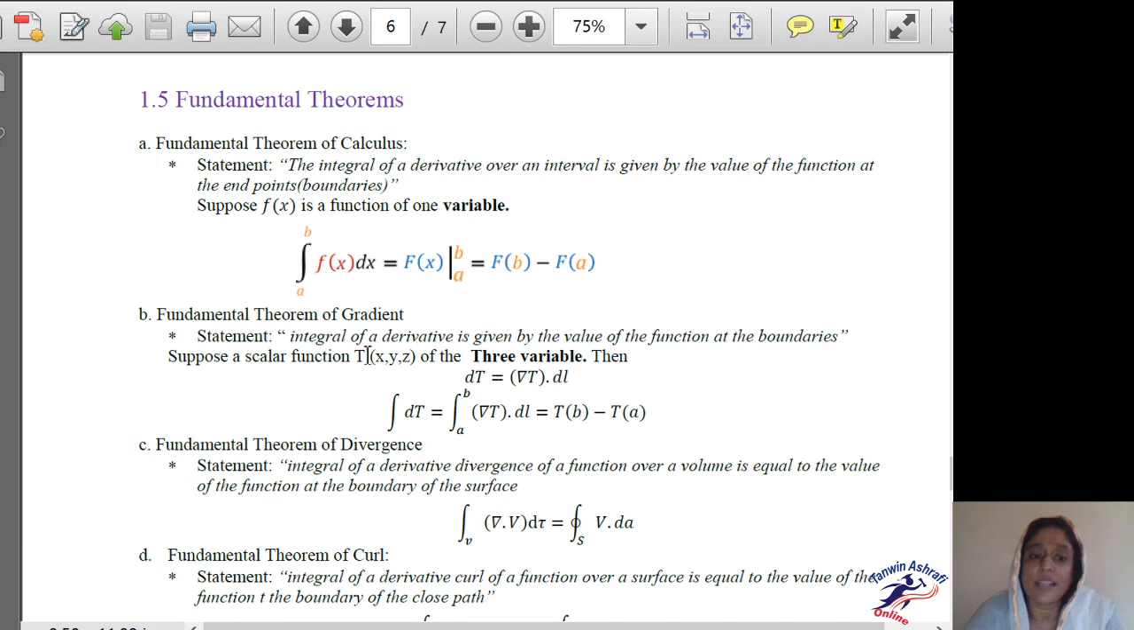Now, suppose a scalar function of three variables, that is x, y, and z, independent variables. Therefore, the integral of the gradient of T from point A to B dl is equal to its value at final minus its value at initial. And remember that this is now not x, not y, not z, but a function of three variables. You have to find the gradient first and then integrate it to find the final value.